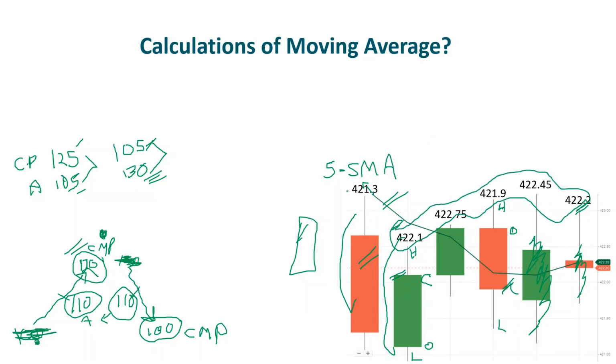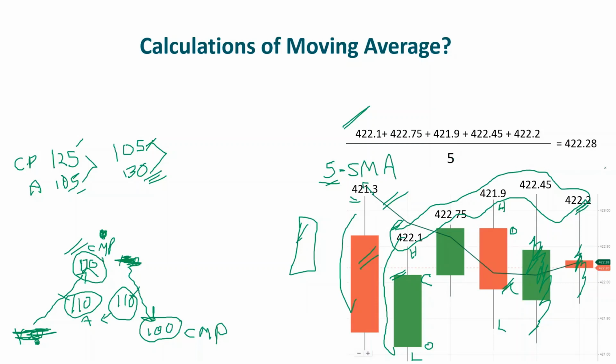Why these 5? Why didn't I take this? Because I need a 5 SMA. It is of 5 candles only. So why should I include the sixth one? So 1 2 3 4 5, these 5 are included. I just told you how to take the moving average: the sum of these divided by 5. So I'll take the sum of these, and then divide by 5. You can check this sum divided by 5 on your calculator as well.